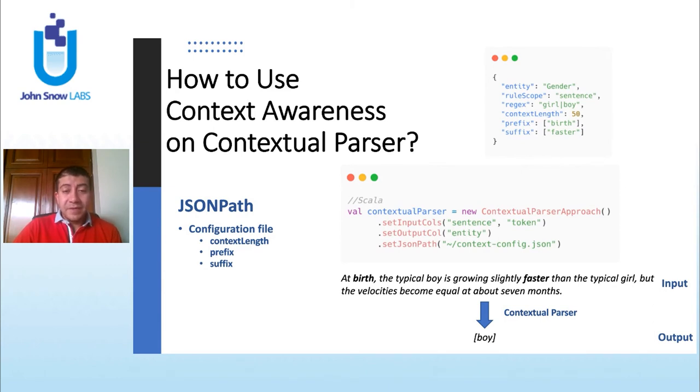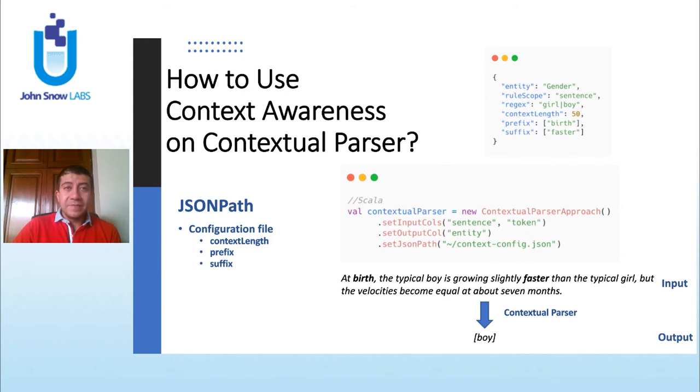The context length field defines the distance boundaries that the fields prefix and suffix will use to find a match. By distance boundary, we mean the maximum number of characters before or after the target token where we expect to see a word. In prefix, we define the words or tokens that must be present in the context, the portion of the text defined by the context length, to the left of the target word. And in suffix, we define the words that must be present in the context defined by the context length value to the right of the target word.